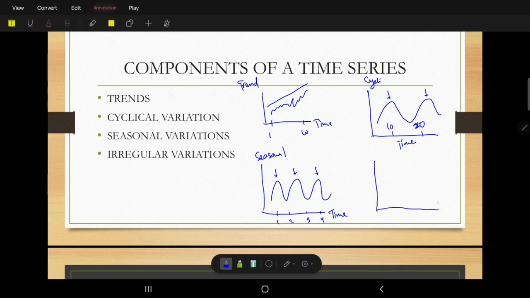And the last one is irregular variation. Irregular variation, it is unpredictable. Kita tak boleh nak jangka. So, dia punya graph dia will be like this one. Dia unpredictable. Kita tak boleh nak jangka benda tu. So this is irregular variation. You faham nah?